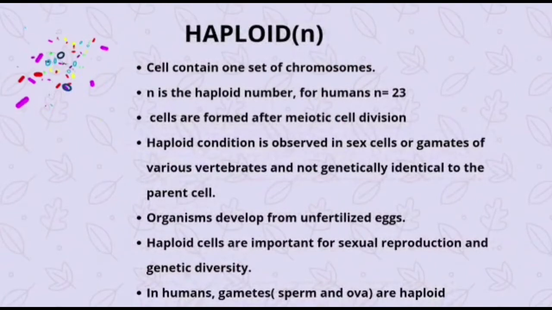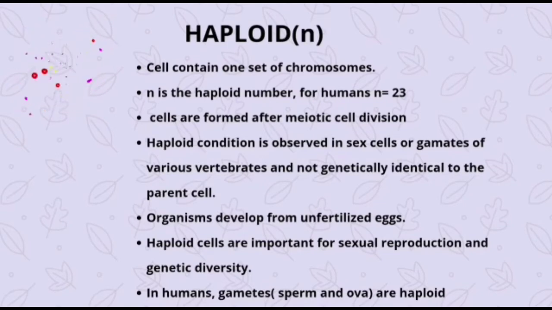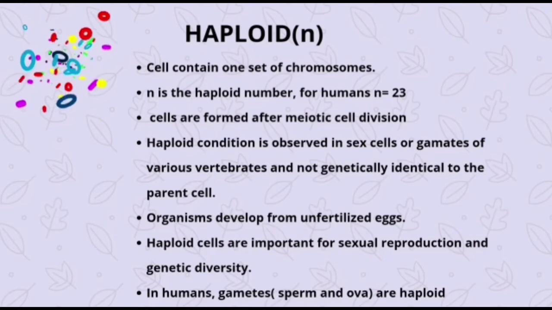Haploid cells, or monoploid, is a cell or organism that has just a single set of chromosomes, that is, it contains one set of chromosomes. N is the haploid number. For humans, N is equal to 23. These cells are formed after meiotic cell division. Haploid condition is observed in sex cells or gametes of various vertebrates. The haploid cells after meiosis are not genetically identical to their parent due to crossing over. Haploid organisms develop from unfertilized eggs. Haploid cells are important for sexual reproduction and genetic diversity. In humans, gametes, that is sperm and ova, are haploid.